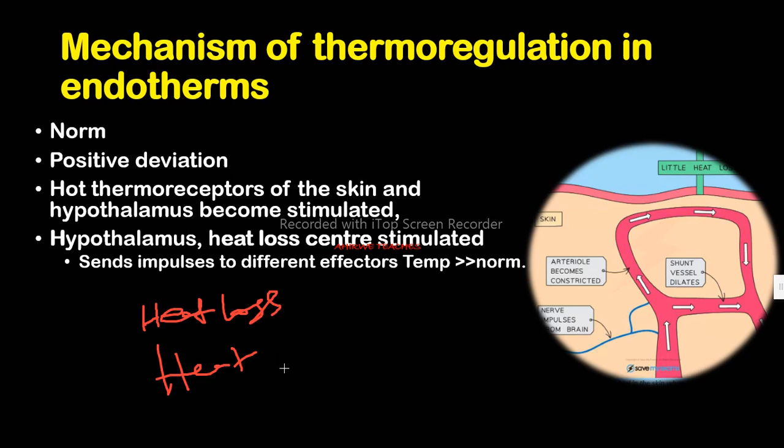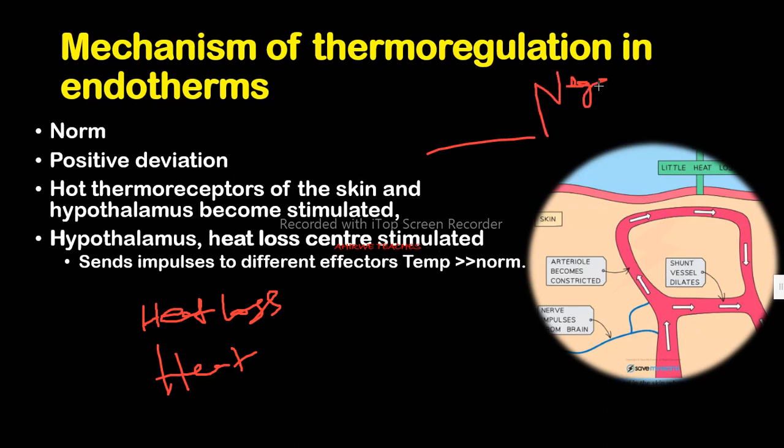And now if this center is stimulated, then it will send the impulse through the efferent nerves, not vessels, to the respective effector organs, so that different physiological changes will occur to bring back the temperature to the normal level. And so this is a typical example of a negative deviation.